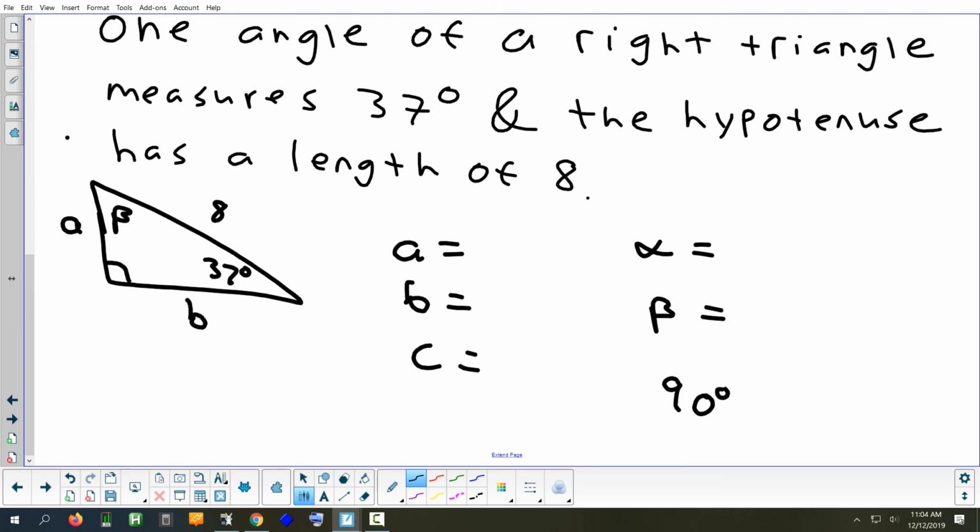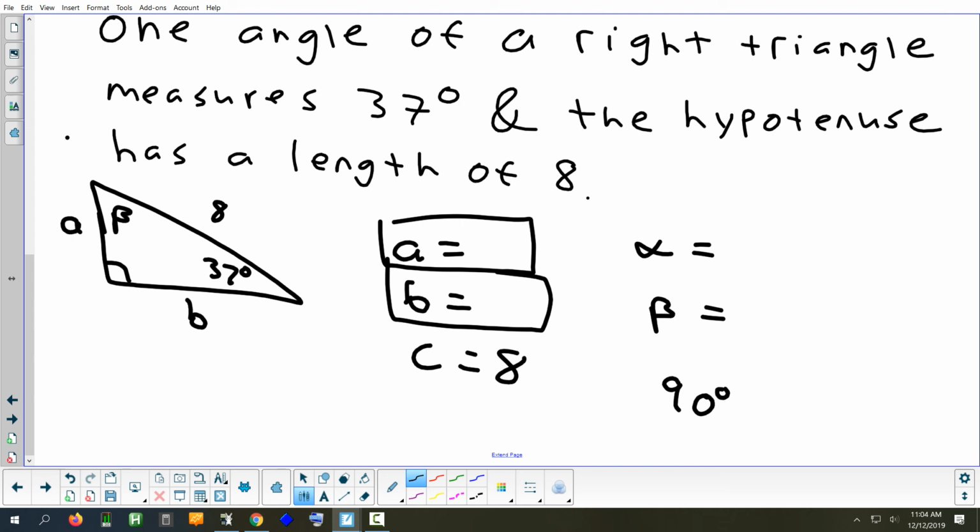A, I don't know, so I'm going to put a box around it. B, I don't know. Put a box around it. C was the hypotenuse, so I know that's 8. Don't have to find that. Alpha, I know because I put it across from A.